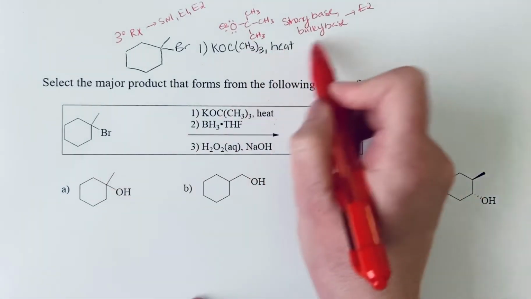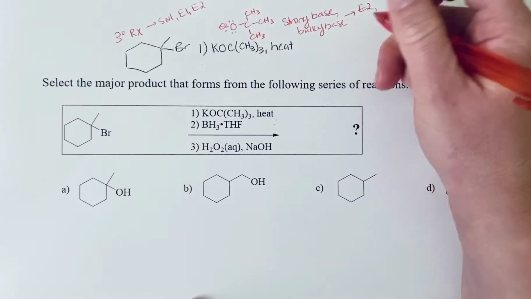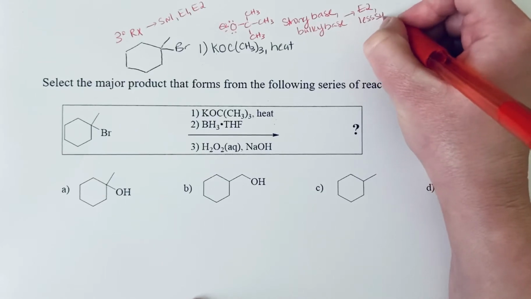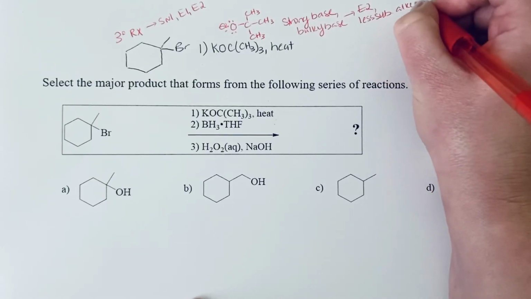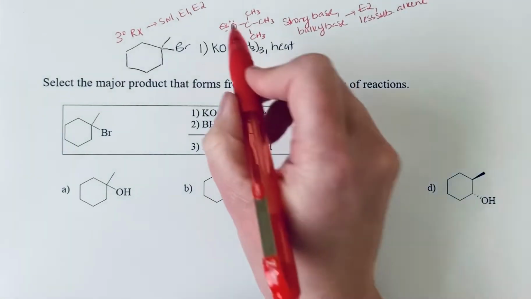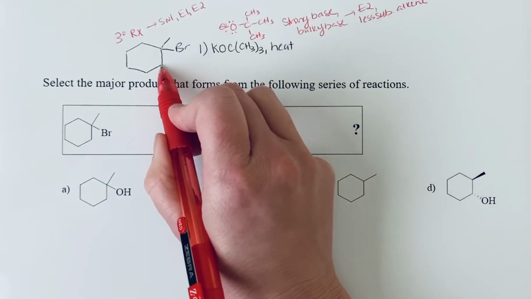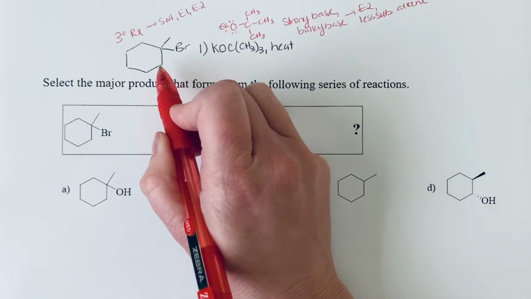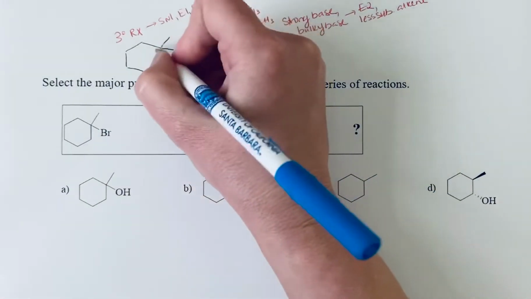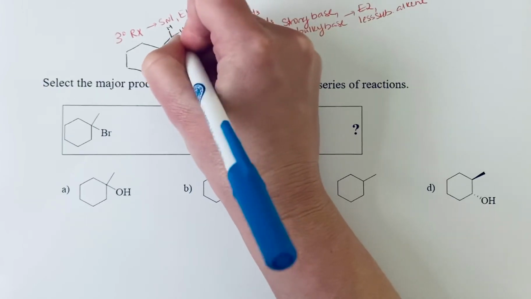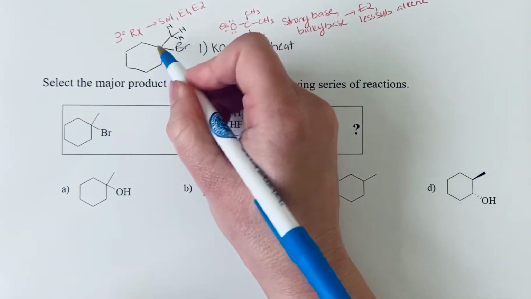And specifically, having a bulky base is going to lead to forming the less substituted alkene. So our bulky base is too large to come in and grab one of these hydrogens that would give us a more substituted alkene. It's more likely to grab one of the hydrogens from this methyl group and form the alkene outside of the ring.